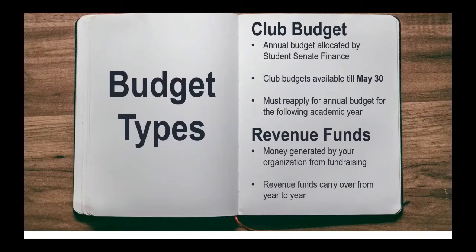So it's important when we get to the spring that you pay attention to those dates and the forms that you need to complete. Your revenue funds, on the other hand, is money that's generated by your organization from fundraising. And that revenue fund carries over from year to year. So if you raise money for your organization, it goes back into that revenue account. It carries over. You don't have to worry about losing it. So what we're going to show you is how you look at your finances on Osprey Hub and how you can see both your club budget and your revenue funds.